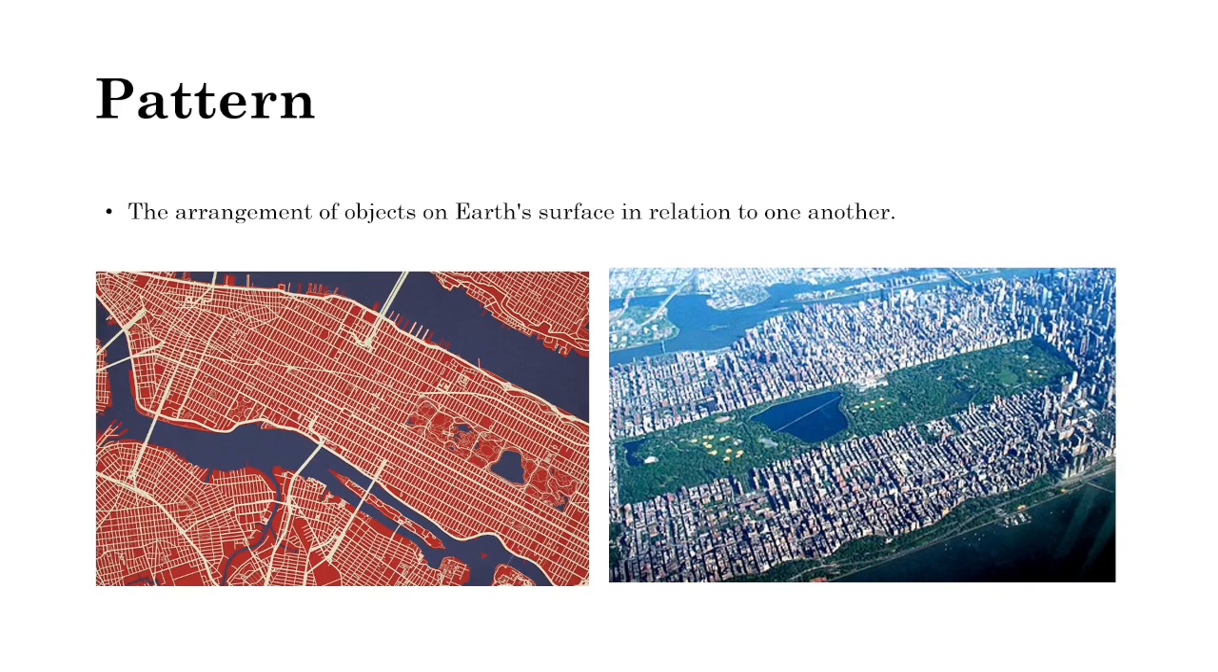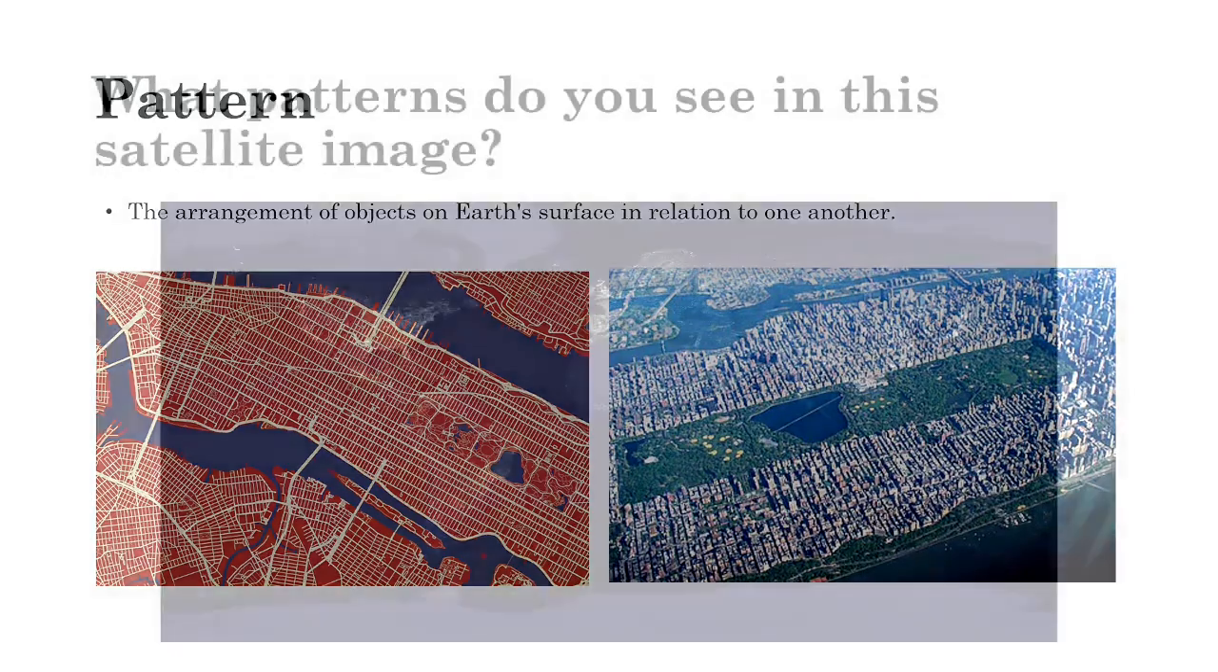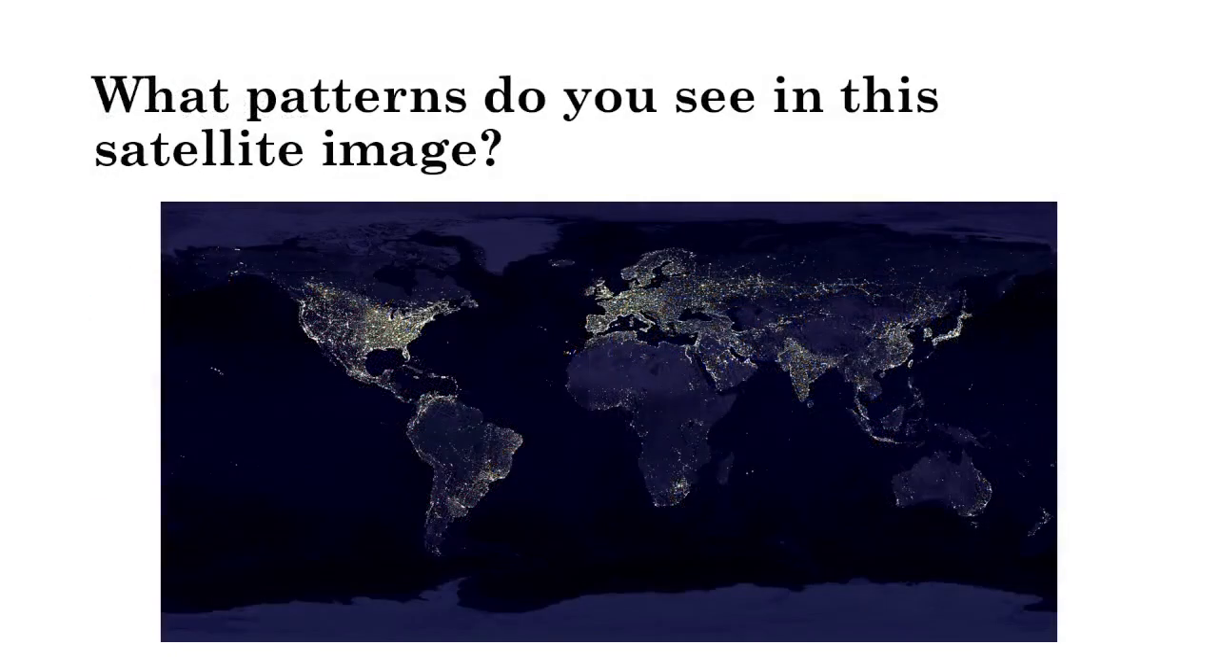Now there's pattern. Pattern's a pretty simple thing. It's just the arrangement of objects in relation. So we see a pattern in Manhattan here, where the buildings are in a grid formation. That's the pattern here. We see the pattern is that Central Park is a rectangle. There's no big buildings in Central Park. That's the pattern here. What patterns do you see here in this satellite image?